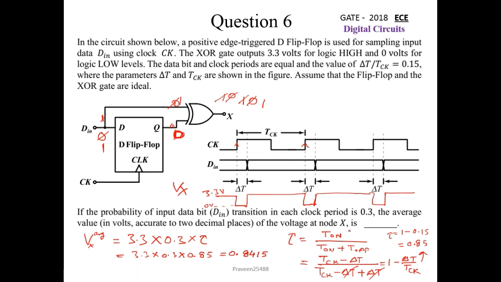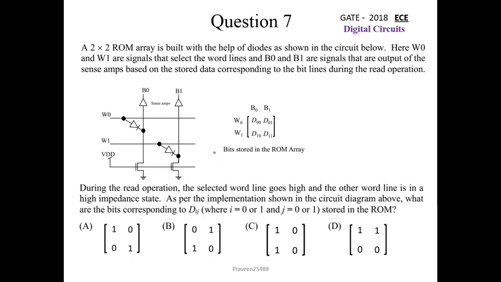So the voltage at node X, up to 2 decimal places, our answer would be 0.84. So this is our correct answer. Now the next question we have.